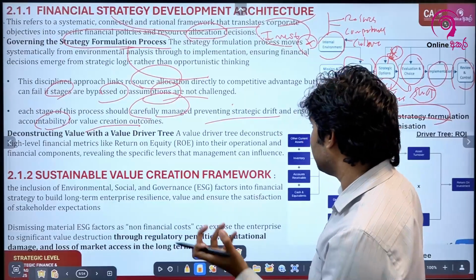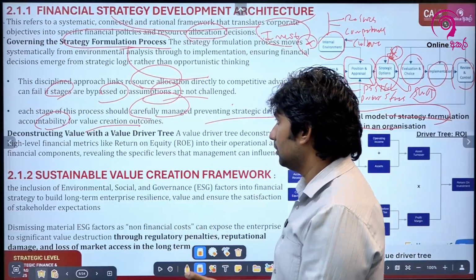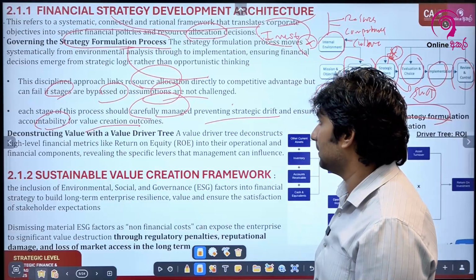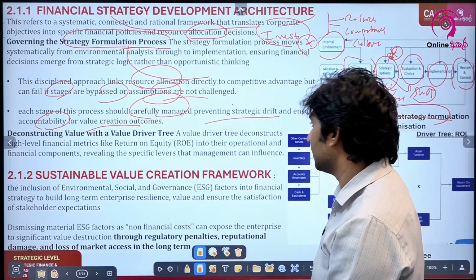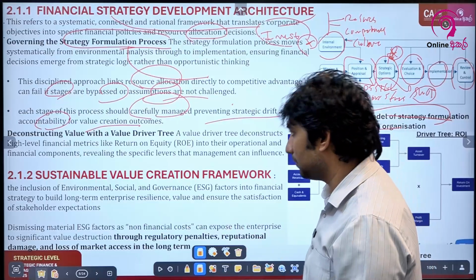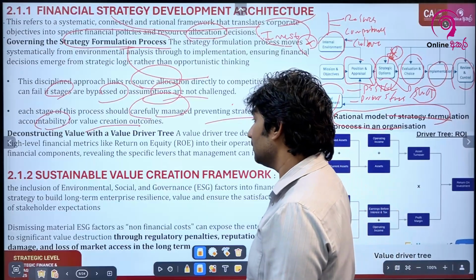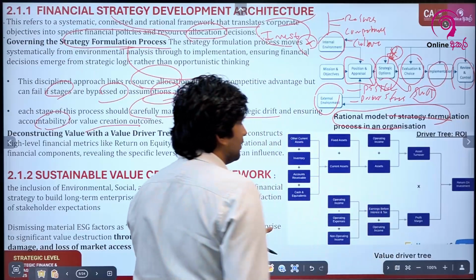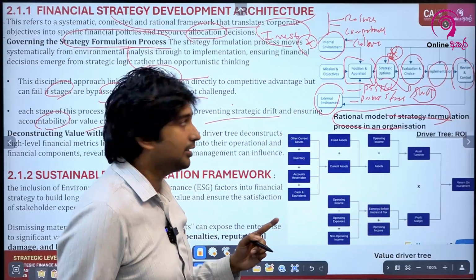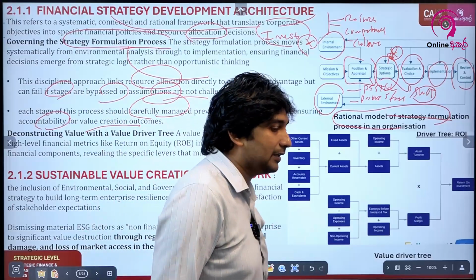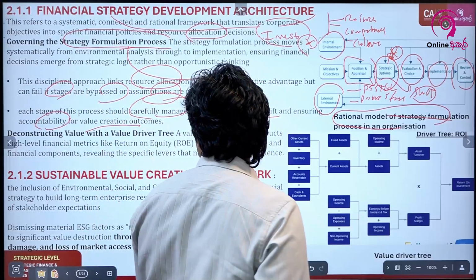So if there is a strategic drift, you need to see why the drift is coming, and necessary action should be taken in order to make people accountable. So you need to always follow this rationale model. Only then will your financial strategy development be proper.